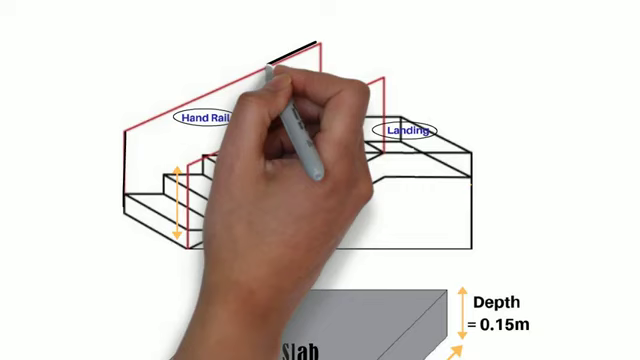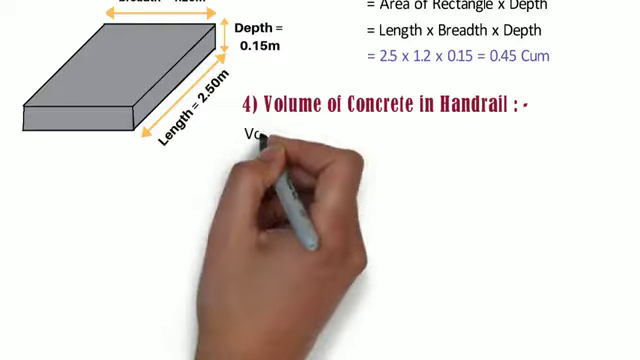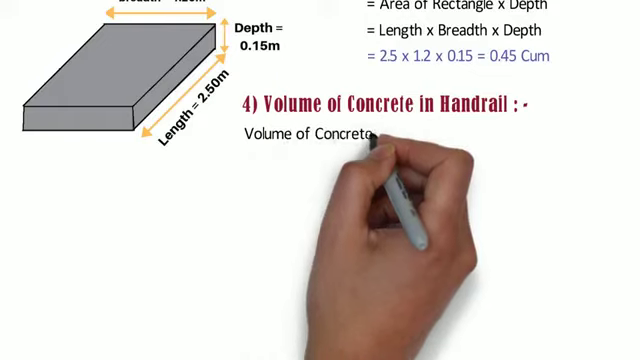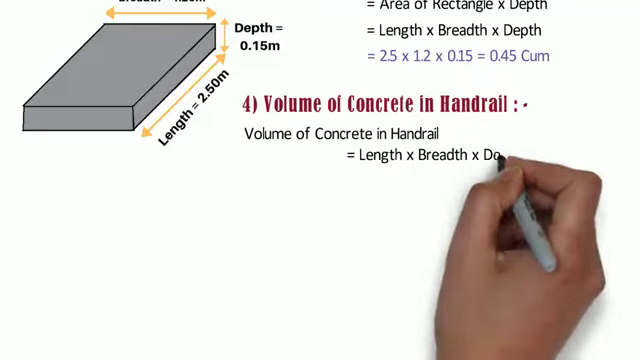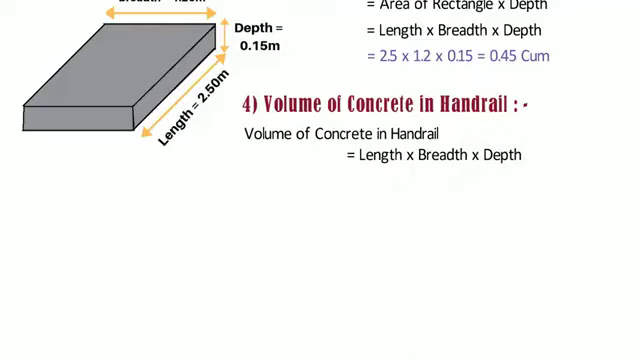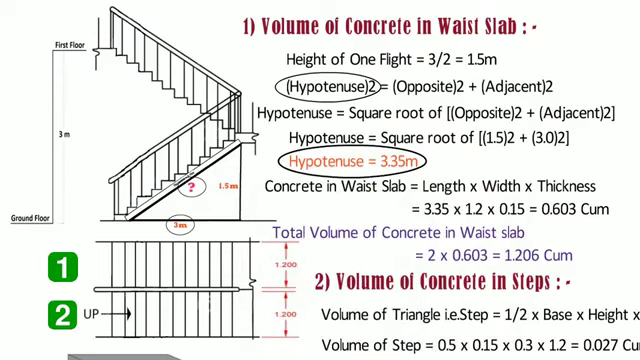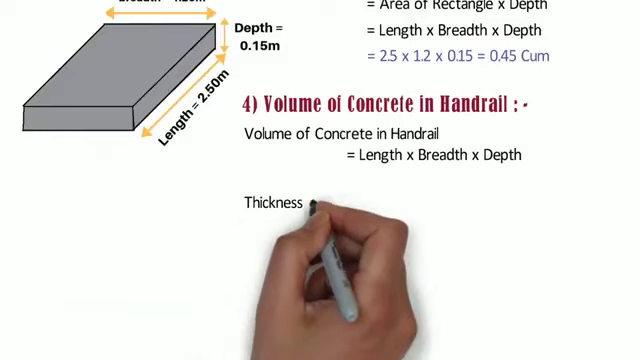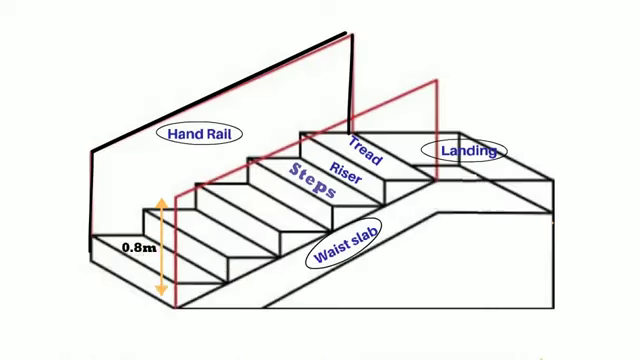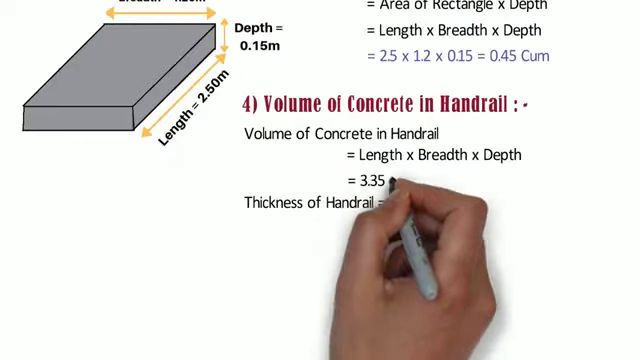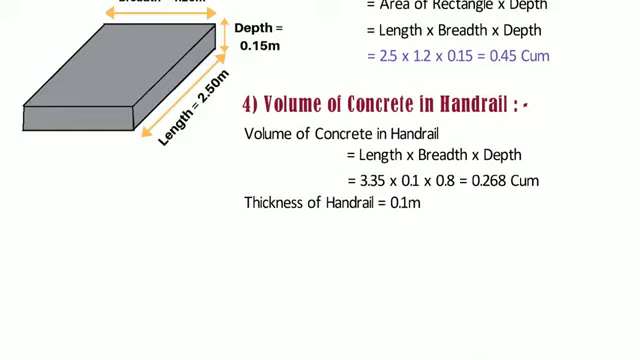If handrail is made in concrete, then we can calculate the volume of concrete in handrail. You can see in this picture, the handrail is in the shape of rectangle. Therefore, the volume of concrete required for handrail is equal to area of rectangle into depth. It means length into breadth into depth. Here the length is 3.35 meter, which is hypotenuse, which we have calculated here. The thickness of handrail concrete wall is 0.1 meter and height is 0.8 meter. So 3.35 into 0.1 into 0.8 is equal to 0.268 cubic meter.